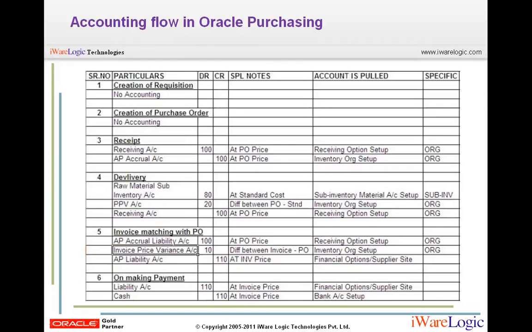So from this chart, we can understand that all the accounting is done at the organization level except the raw material sub-inventory account, which is done at the sub-inventory level.